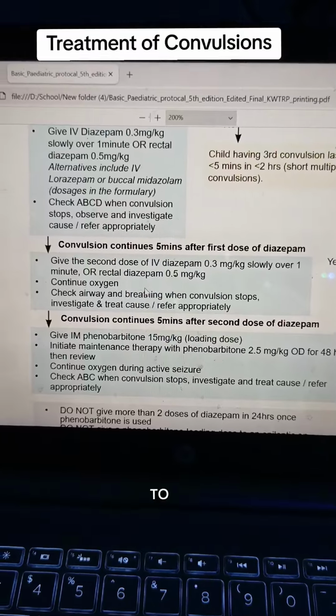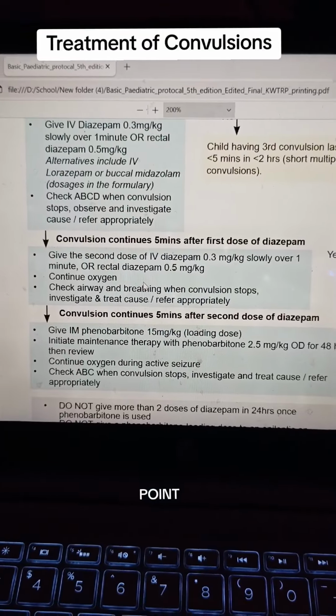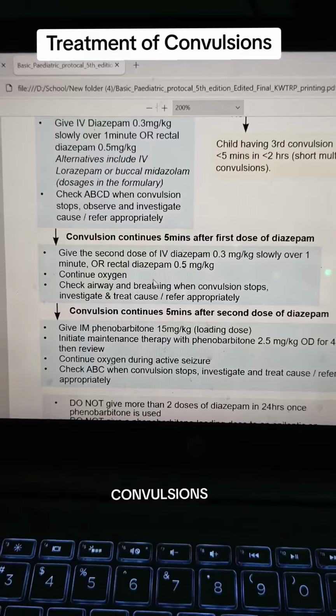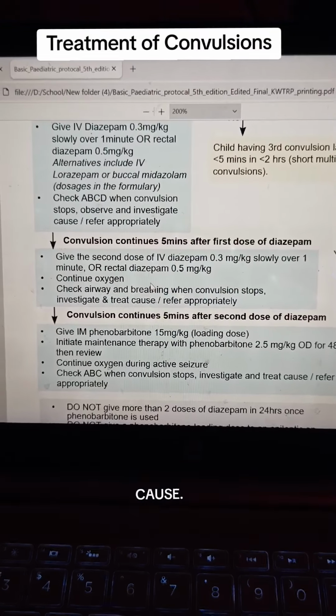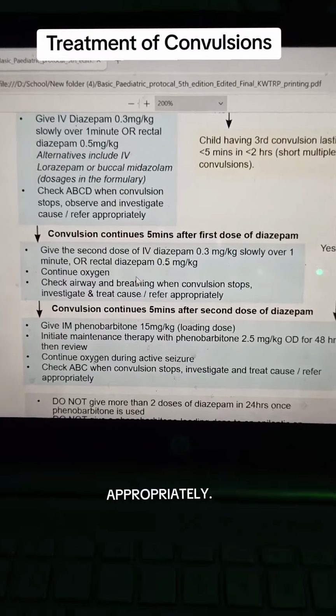Then we need to review. At this point, we are trying just to control the convulsions, but we need also to investigate and treat the cause. If you're unable, kindly refer appropriately.